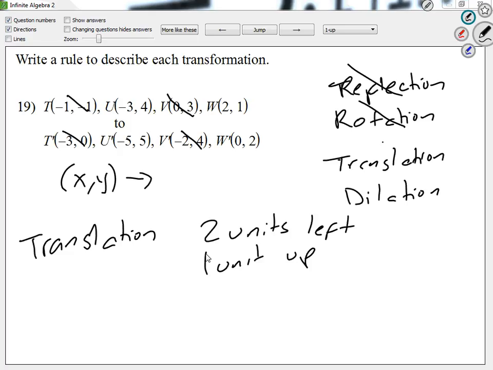So keep in mind, the first thing we do, look at the numbers and see if they only got swapped or changed sign. I know it's either reflection or rotation. If my numbers completely change, I know it's translation or dilation. Translation, I'm adding. Dilation, I'm multiplying. Any questions?